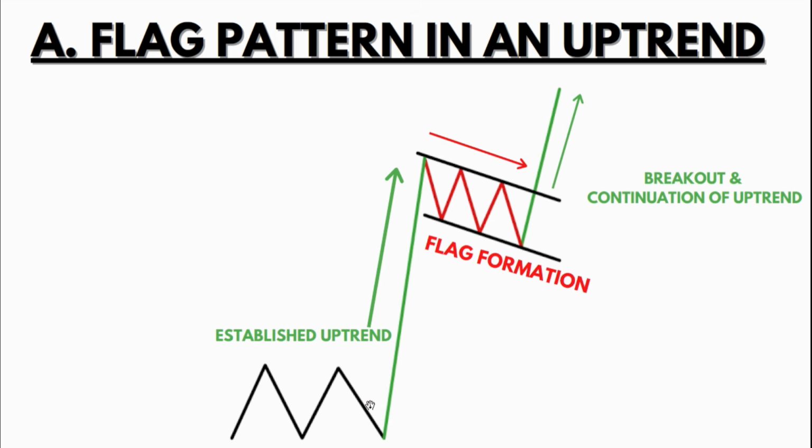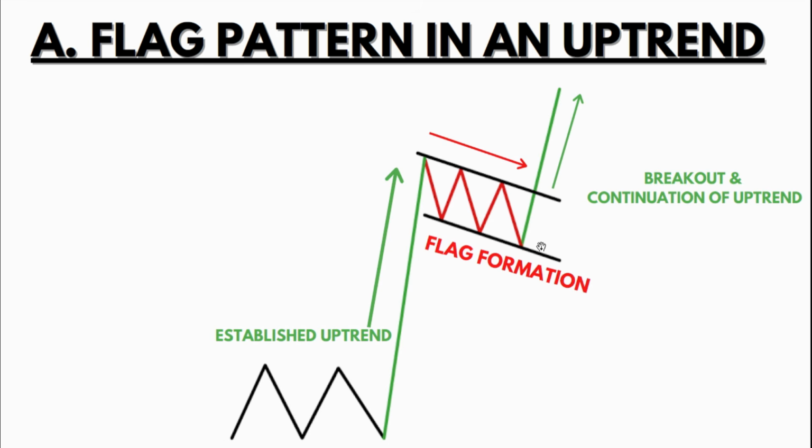Then all the buyers that bought around here or here will start selling the stock because they are seeing profit in their account, and that will drive the price lower, you can see. And then the buyers that were waiting to buy the stock will start pushing the price up. So there is a constant fight between buyers and sellers, and as the trend is majorly uptrend, the buyers win this fight, and then the breakout happens. You can see breakout and continuation of uptrend. So that was the bull flag.